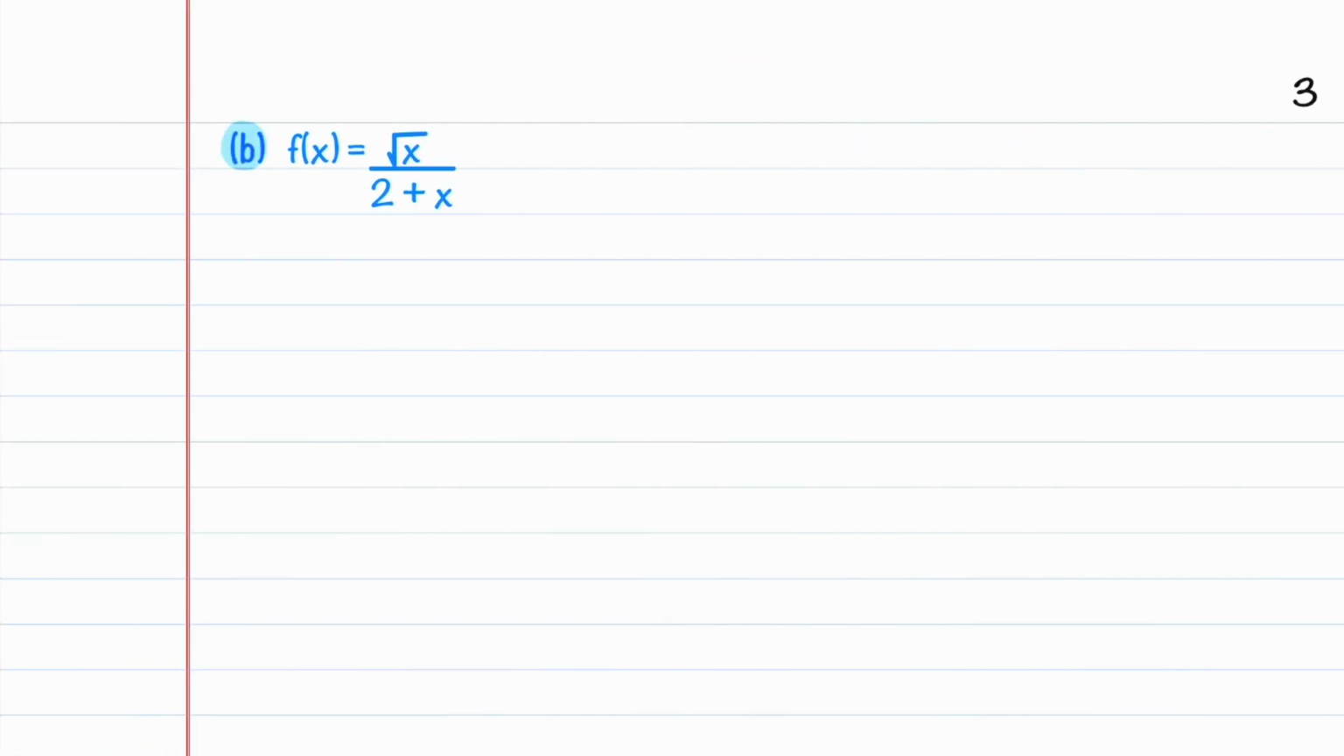Let's now look at part B. In this example, we are taking the derivative of f of x is equal to the square root of x, that's our top function, divided by 2 plus x, that's our bottom function. We're going to use the quotient rule, and it tells us that f prime of x is the bottom term, 2 plus x, times the derivative with respect to x of our top term. And I'm going to write the square root of x as x to the 1/2 because it's going to make it easier to take the derivative if we write it that way.